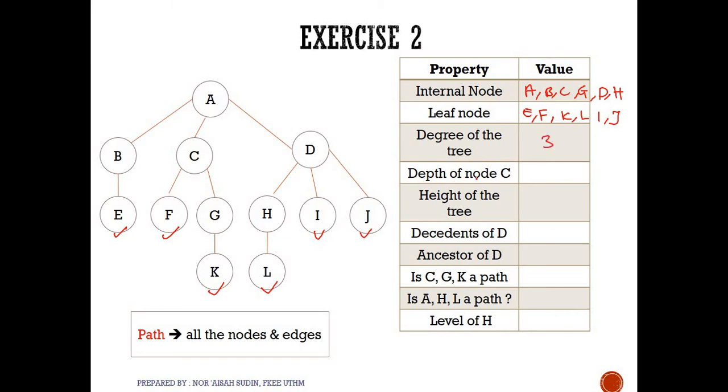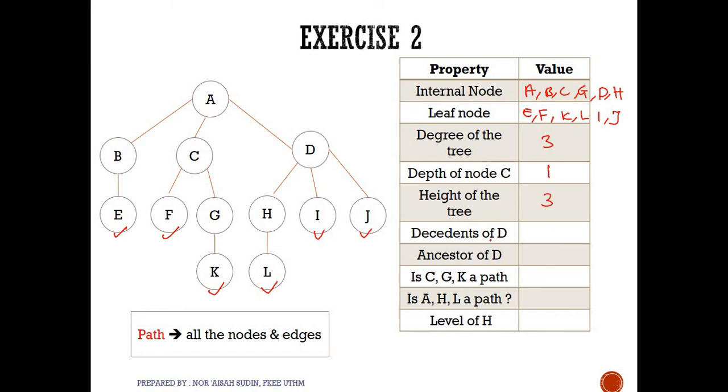What about the depth of node C? The depth you can count from the root to the node. So 1. What about the height of the tree? The depth from the root to the leaf. So how many? 1, 2, 3. This is the height of the tree.